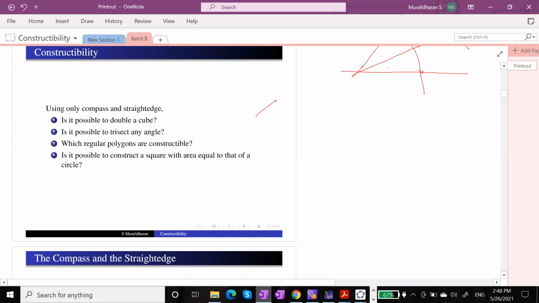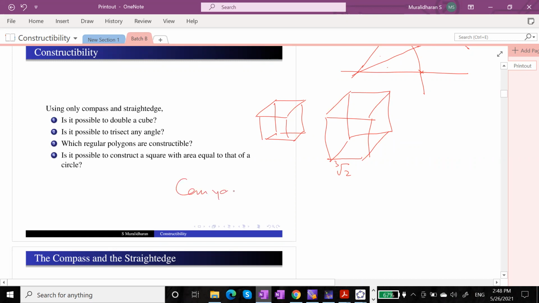Double a cube means, suppose given a cube of volume 1, can you construct another cube of volume 2? That is the volume 2, right? Not double the side. The volume 2 means the side has to be cube root of 2. So the question is basically asking, can you construct cube root of 2, using ruler and compass alone?